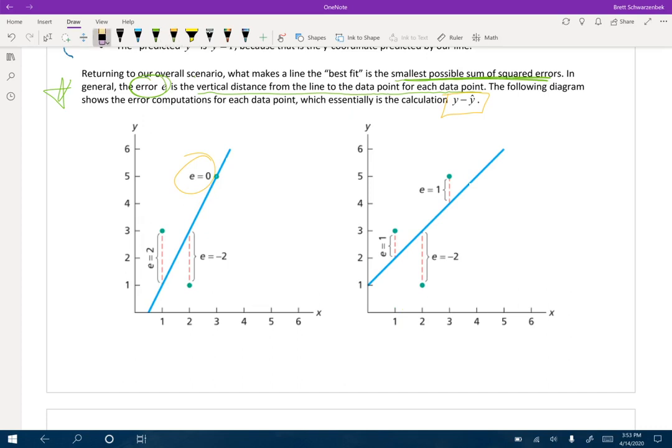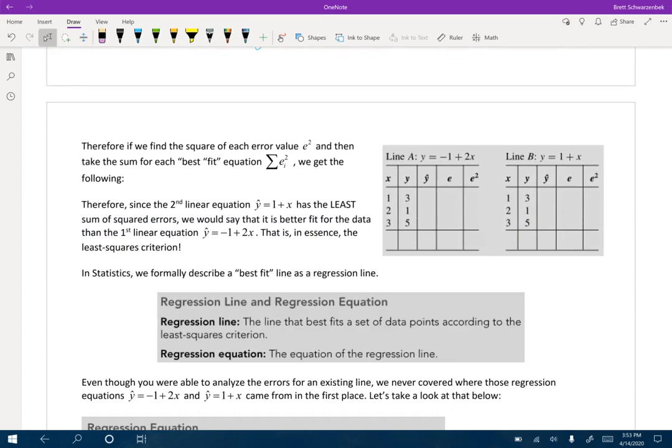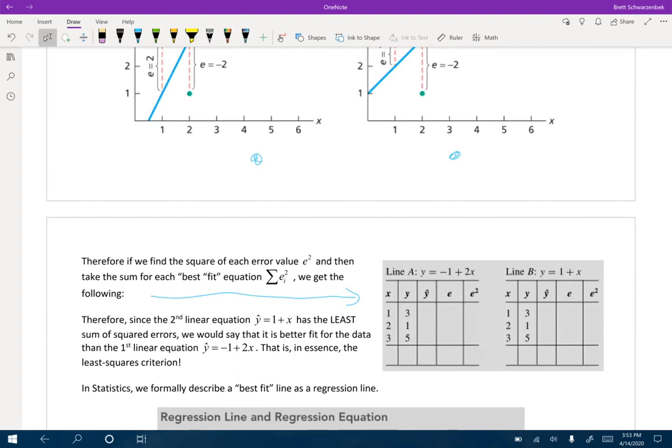So these error calculations, believe it or not, are what tell us the better best fit line between these two graphs right here. So that's what we're going to do in the next part here, is we're going to do some calculations to show that. All right, so it says, therefore, if we find the square of each error value, e squared, and then take the sum for each best fit equation, the sum of all the e squareds, we will get the following. Okay, so if you go over here, I created a nice little table that'll work pretty well. So if you look at this, we have x and y for each one of these.